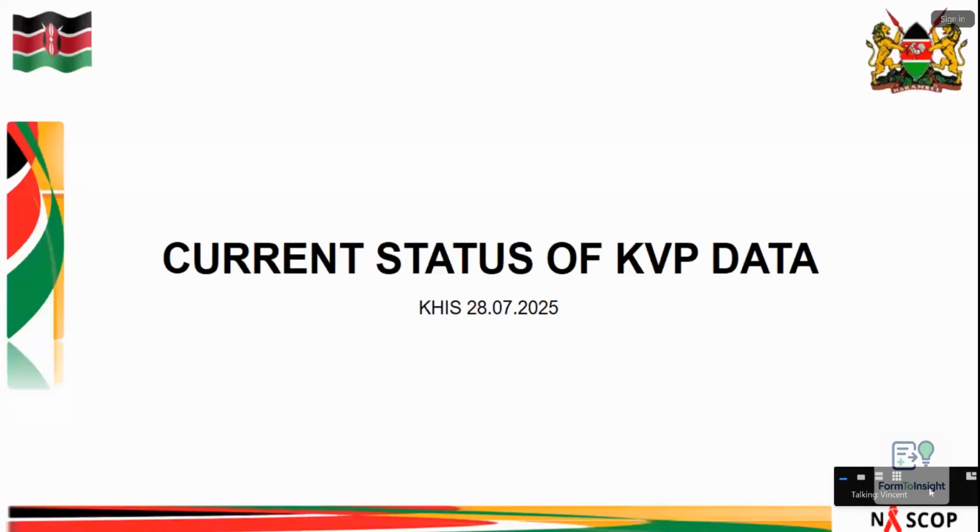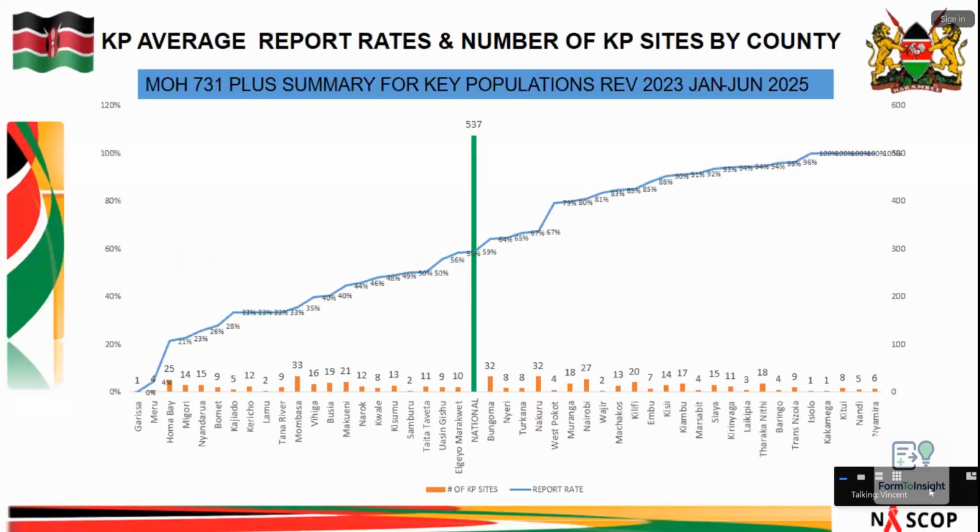So if we could just brush through the current status of data as at 28th July 2025, starting with the reporting rates, and you can see we've really dropped. As at December 2024, we were talking of a reporting rate of 92%, as John had said earlier. But you can see nationally we are at 58%.